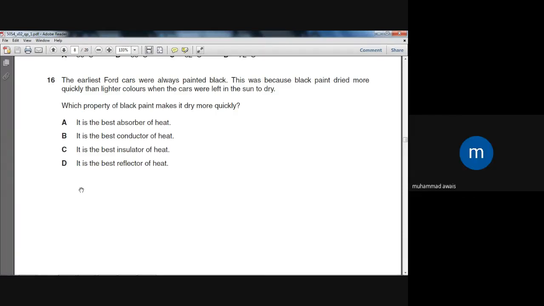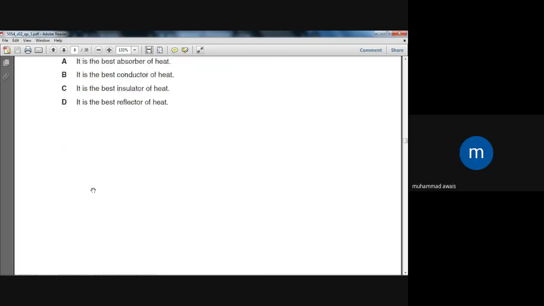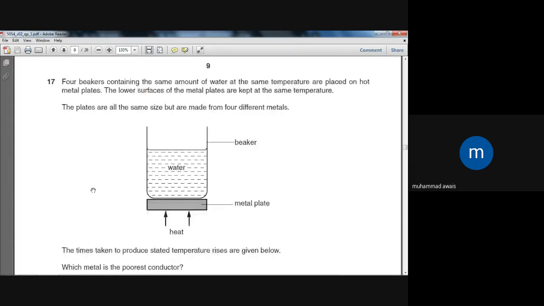Sir, it is also the best reflector of the heat, black. No, it is not a reflector of the heat. The black is a good absorber of heat. The black is also a good emitter of heat. Don't say reflector. Good reflectors are shiny and flat surfaces. Next question.